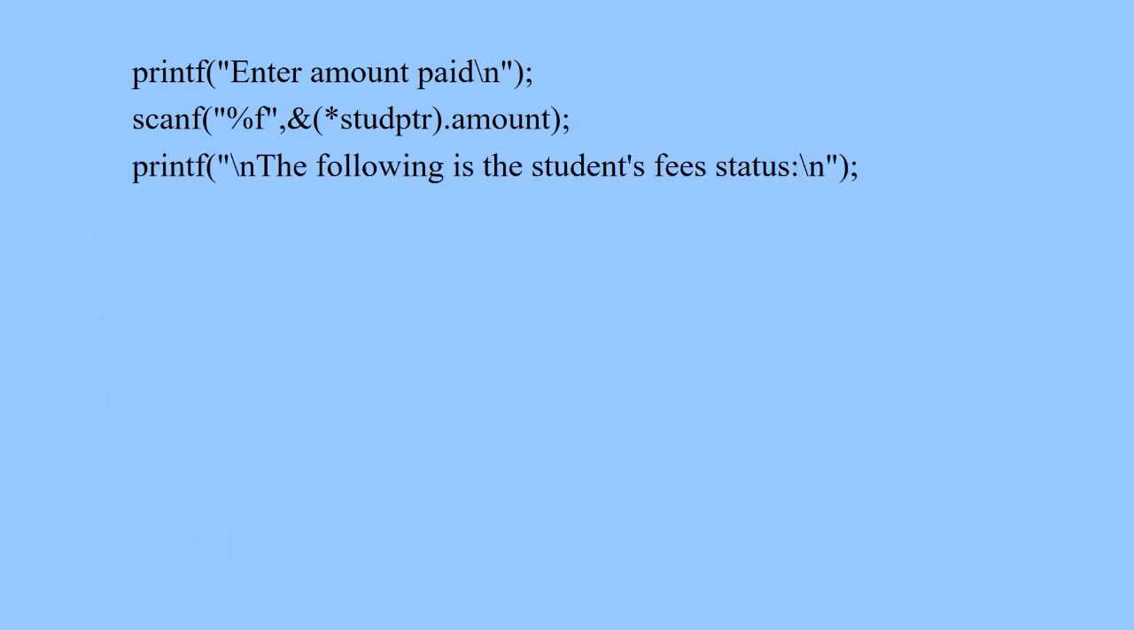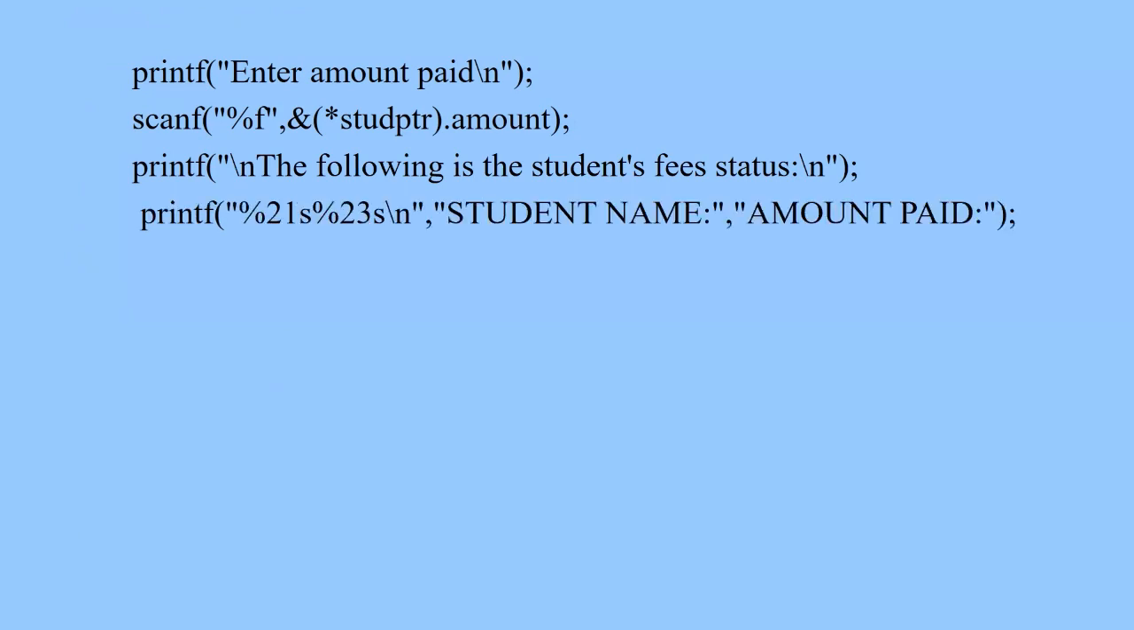So the following statement will be displayed: the following is the student's fees status. This statement will display student name, formatted 21 spaces, amount paid, formatted 23 spaces, and that will be done by this statement, which will pick the content of the member called student name in the struct whose pointer is student pointer.